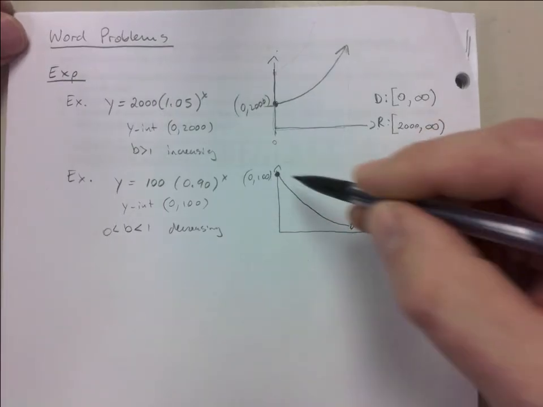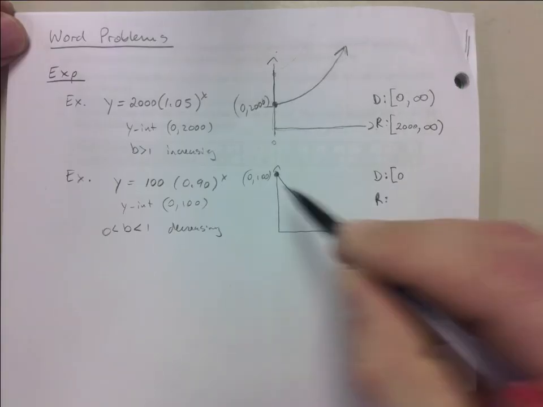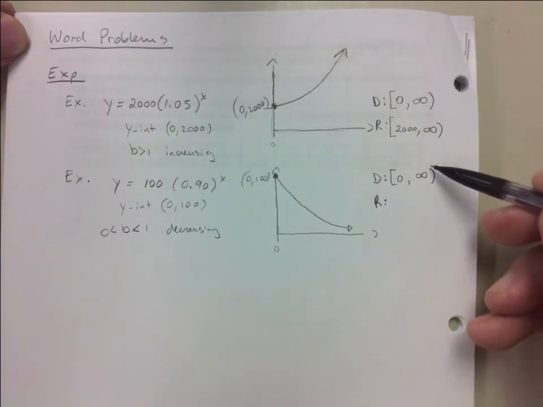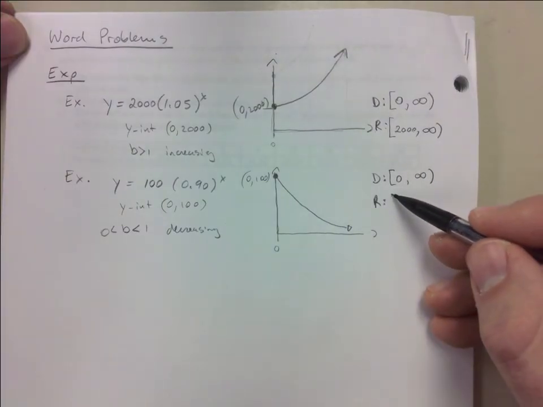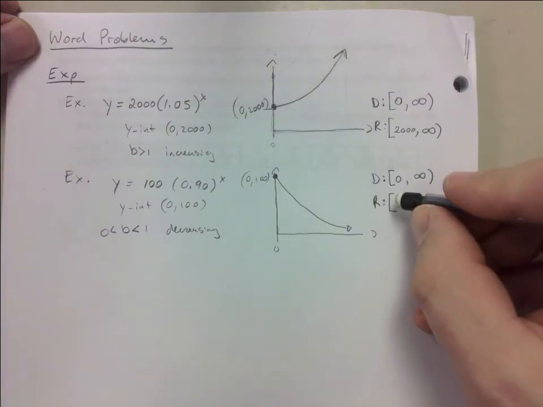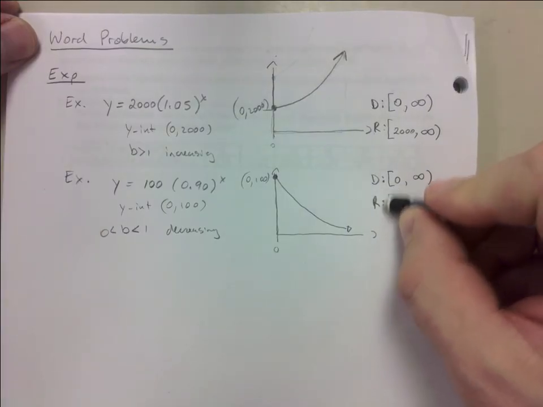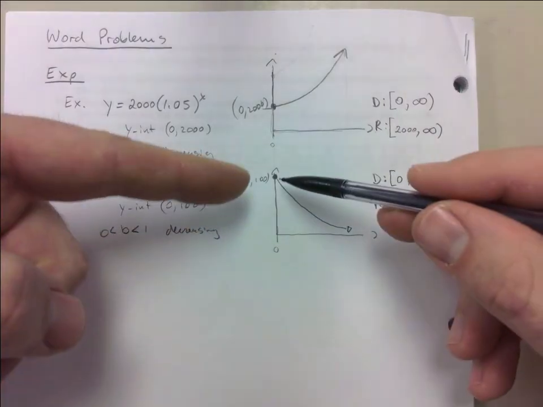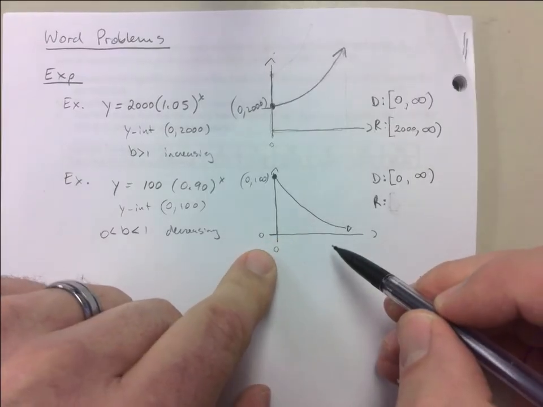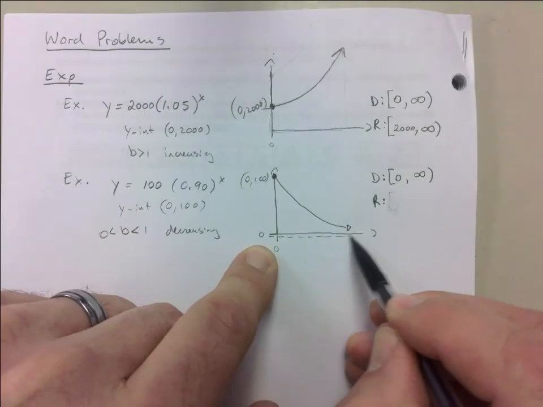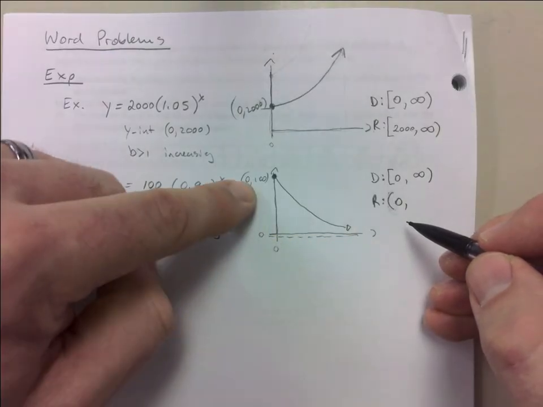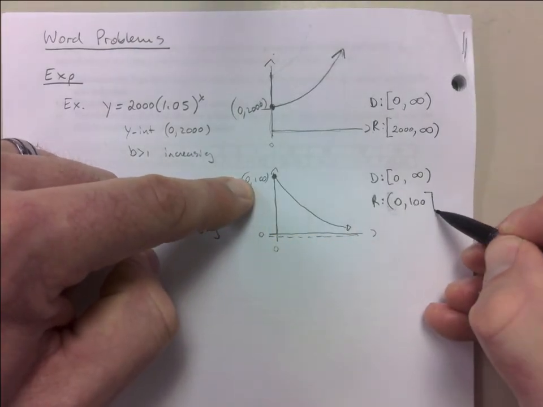This one here, for the domain, it's still the same. It's 0 to infinity. Infinity always gets a round bracket, okay? For your range, oops, this one is trickier. What's the lowest y value you get to technically? Almost 0. Because remember, there's an asymptote here, it never touches. So it's almost 0, that's the lowest. And then the highest y value is 100, so it looks like that.